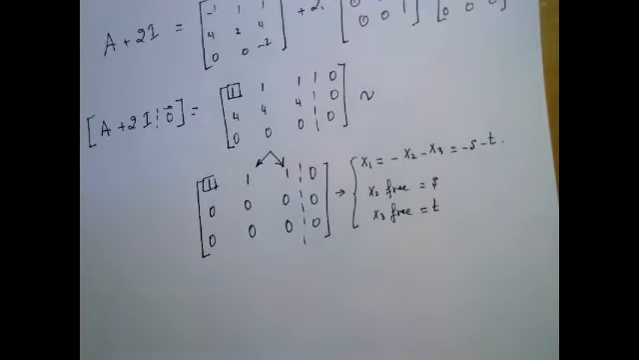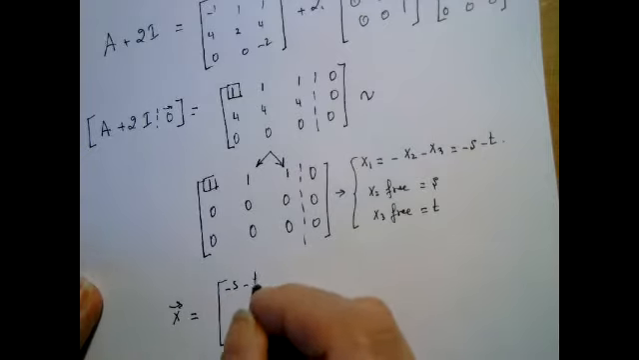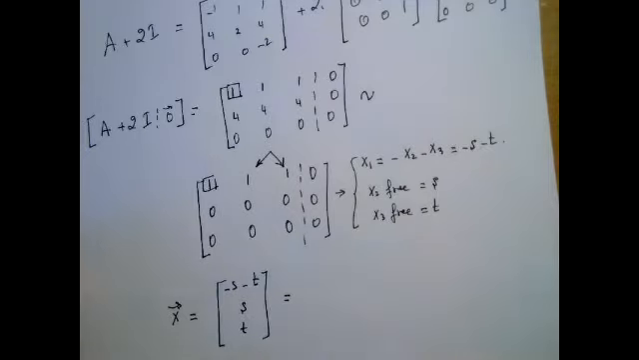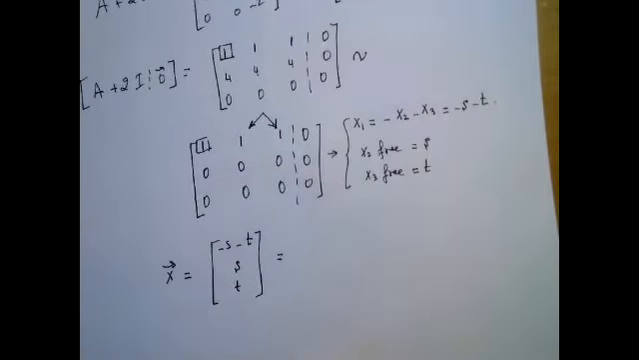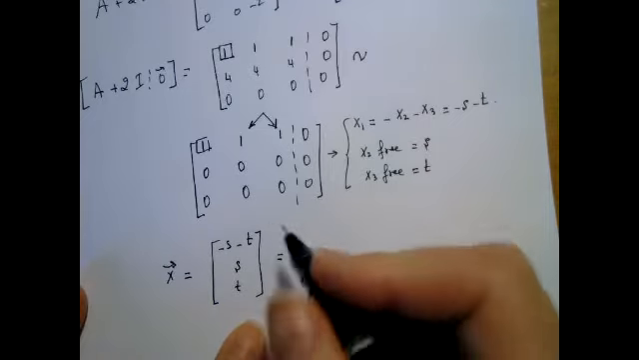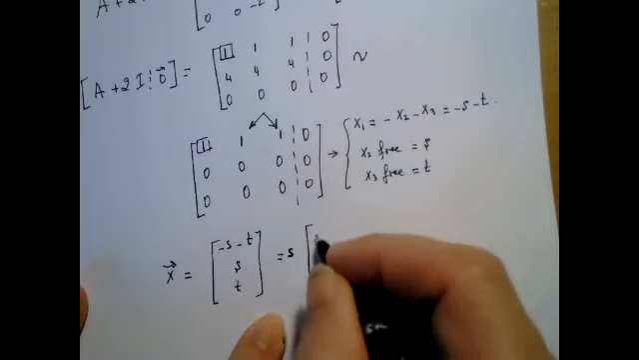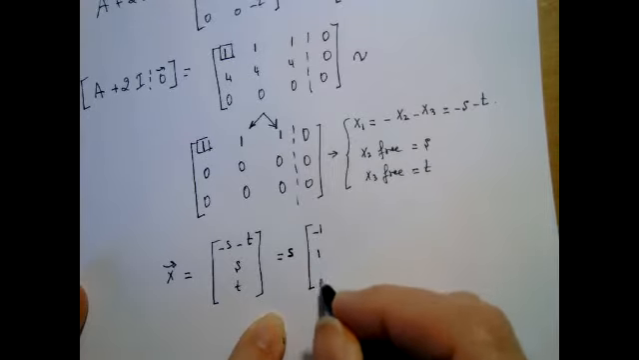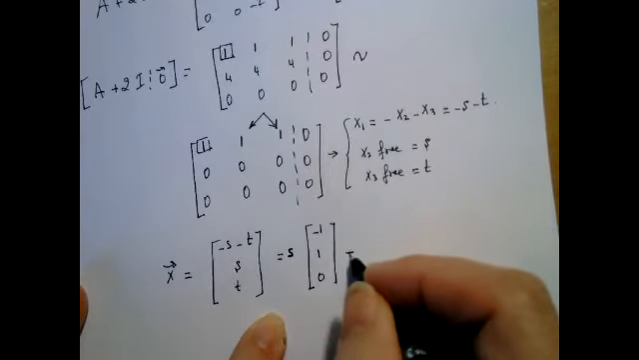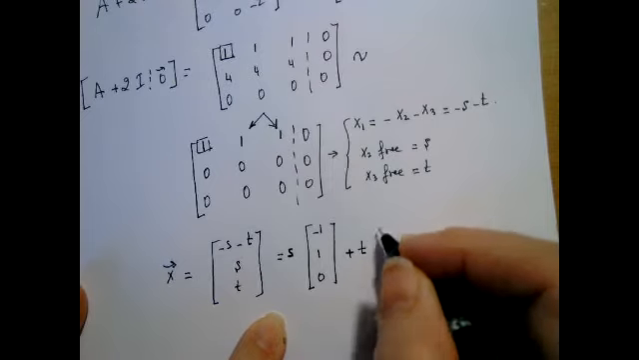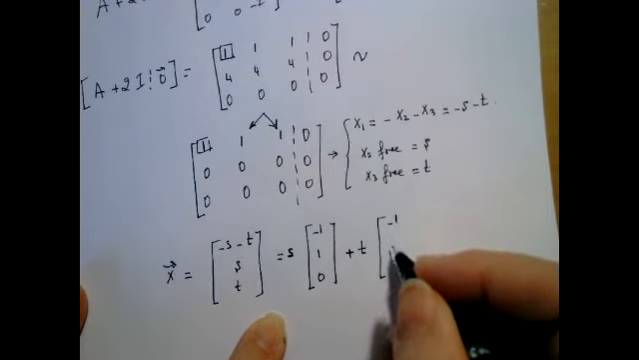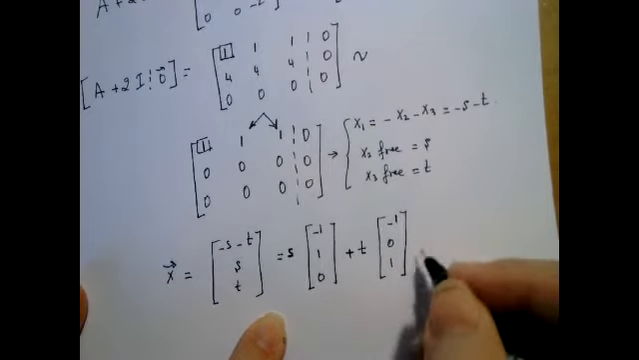So if x is an eigenvector, x could be written as minus s minus t, s and t, which is equal to, we have to write in parametric vector form as we did for the null, because I want to get the basis. So it's going to give me s times minus 1, 1, 0 plus t times minus 1, 0, 1.